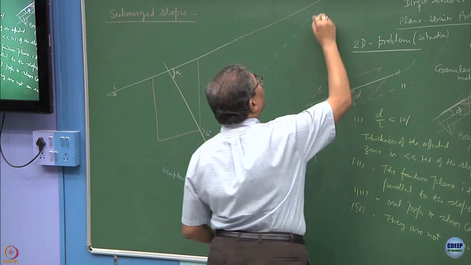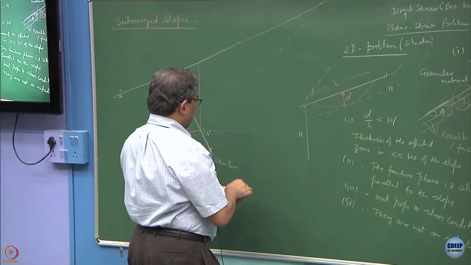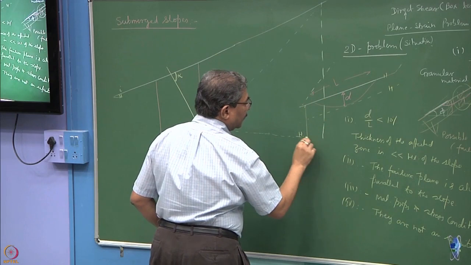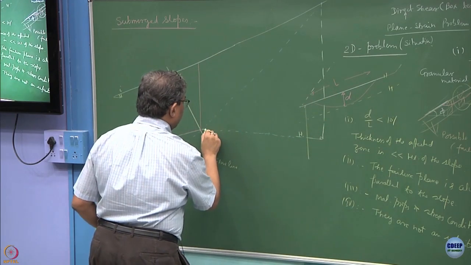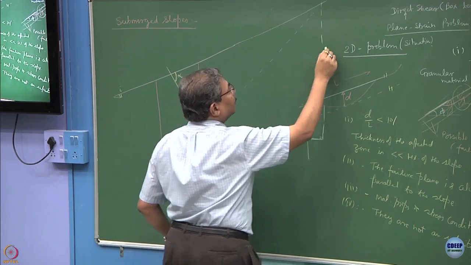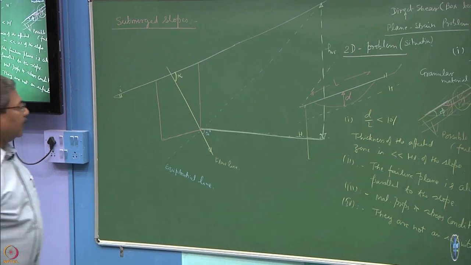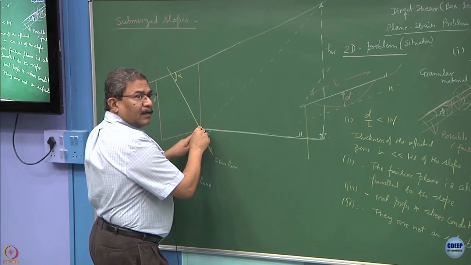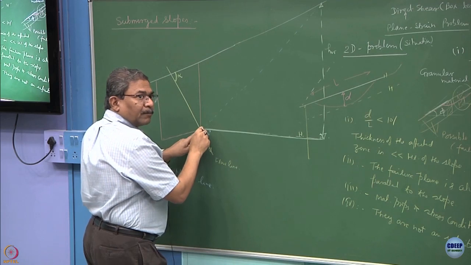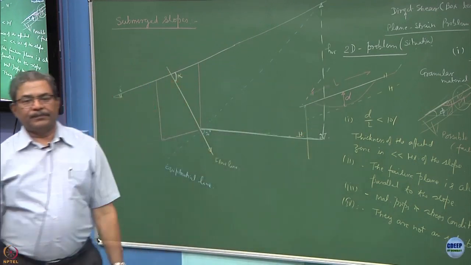okay. Now, this is the point where if I put the piezometer, it will go up to this point. So, this is the piezometric tube, and this is the height of the water column. Why is it so? At this point, the equipotential line cuts the atmosphere. So, the height of water which is going to be in the piezometric tube will be HW. It's okay.